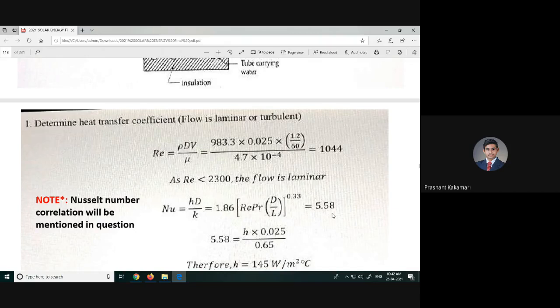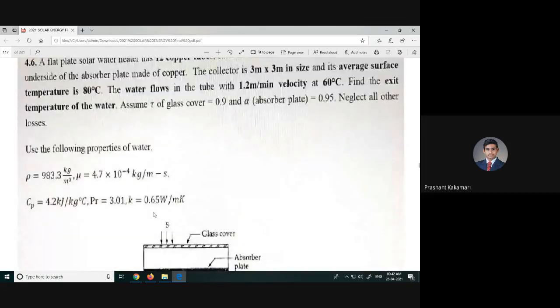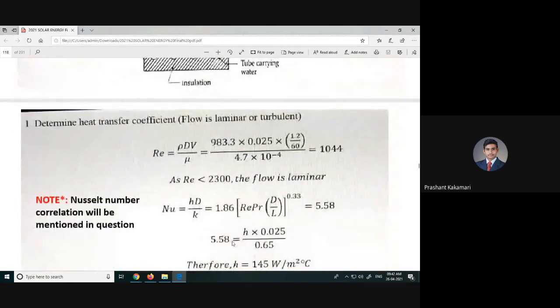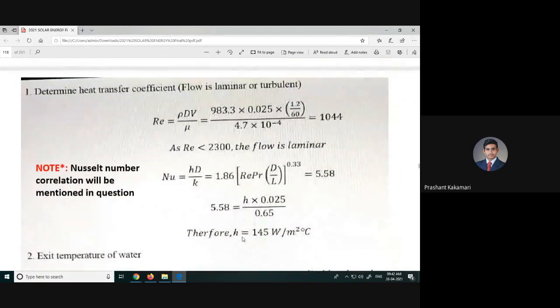Now resubstituting all this, the Nusselt number value, diameter of the pipe and conductivity. See here, 0.65 watt per meter Kelvin. These values are given. So substituting those values, I can find out this H, the convective heat transfer coefficient, 145 watt per meter square degree centigrade.